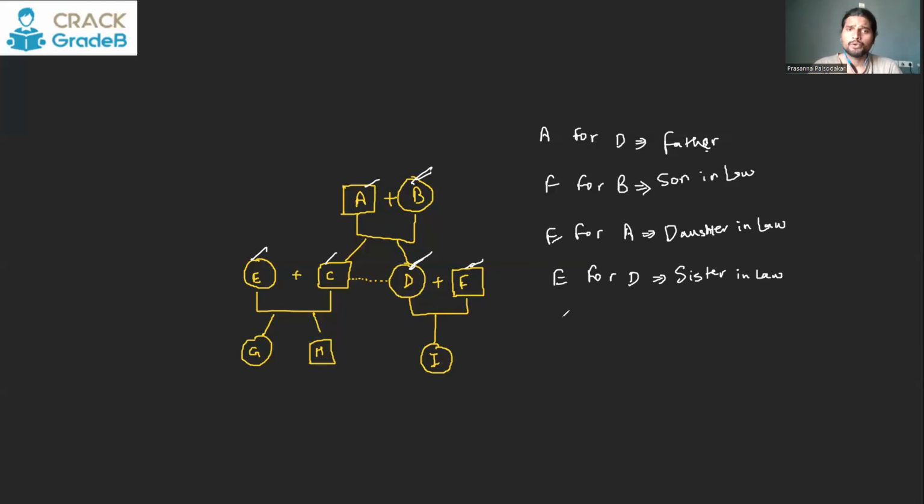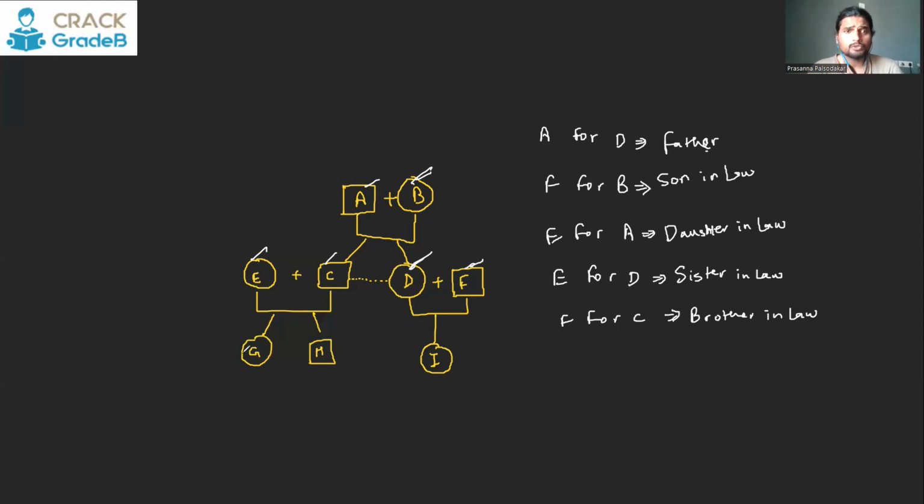And similarly, what is F for C or C for F? They are going to be brothers-in-law. So Sadu, Devar, Sala, Jijaji, all mean brother-in-law in English. So in English, there are limitations in the words used for relationships. So it's a good thing.